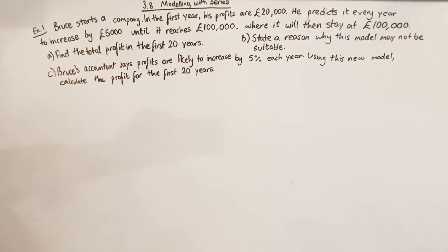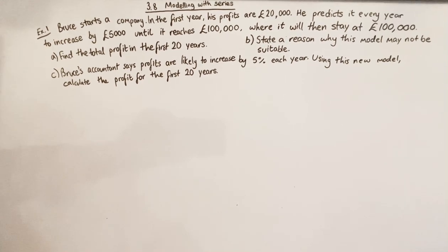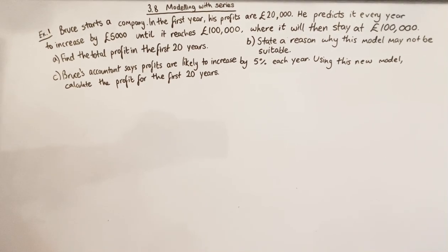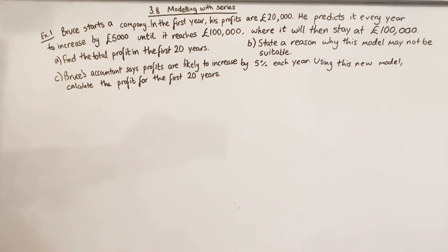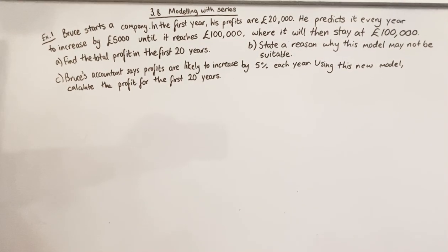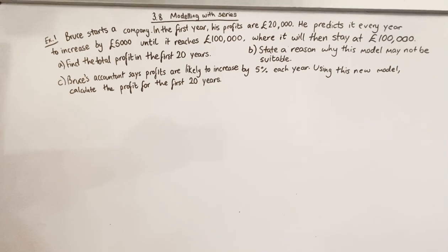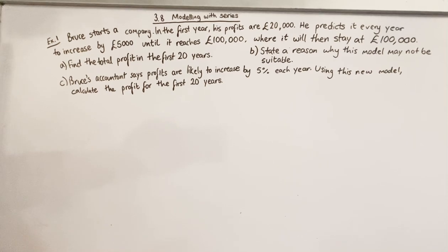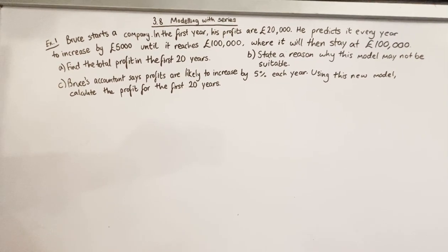Bruce starts a company. In the first year, his profits are £20,000. He predicts it every year to increase by £5,000 until it reaches £100,000, where it will then stay at £100,000. Part A, let's find the total profit in the first 20 years. Part B, state a reason why this model may not be suitable. And Part C, Bruce's accountant says profits are likely to increase by 5% each year. Using this new model, calculate the profit for the first 20 years.